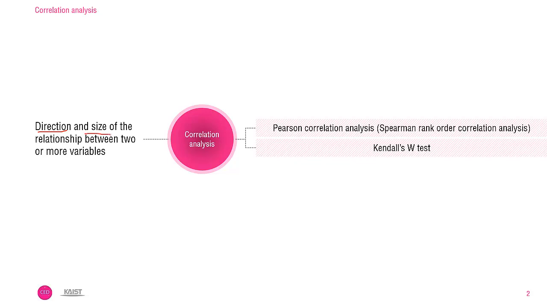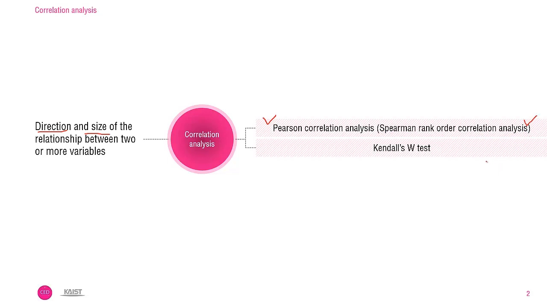In correlation analysis, the most typical method is the Pearson correlation analysis. When we simply say just correlation analysis, by convention, it automatically indicates the Pearson correlation analysis. But when you need a non-parametric alternative, then the Spearman rank-order correlation analysis, or more simply, Spearman correlation analysis, is the method.